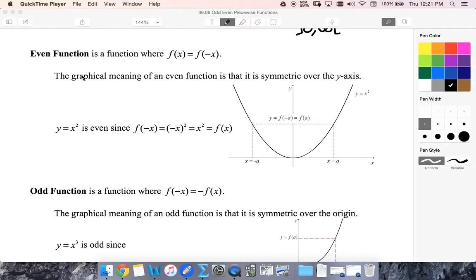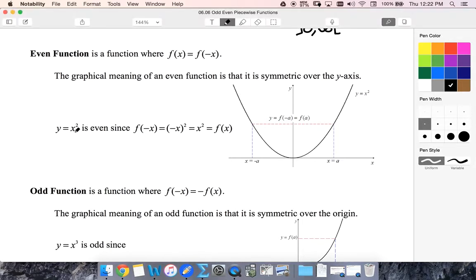All right, now we're going to look at this idea of odd and even functions, and these are just definitions to memorize. An even function is where f of x is equal to f of negative x. So if I think about f of negative x, that's reflection over the y-axis. So even functions are symmetric over the y-axis. I can test if it's even by plugging it in.